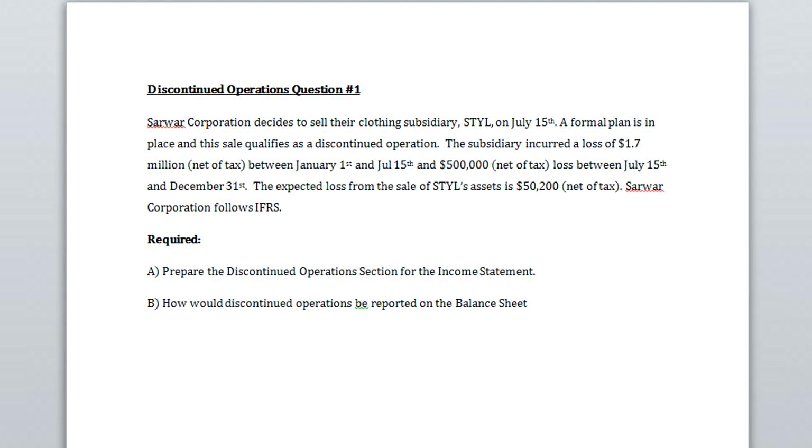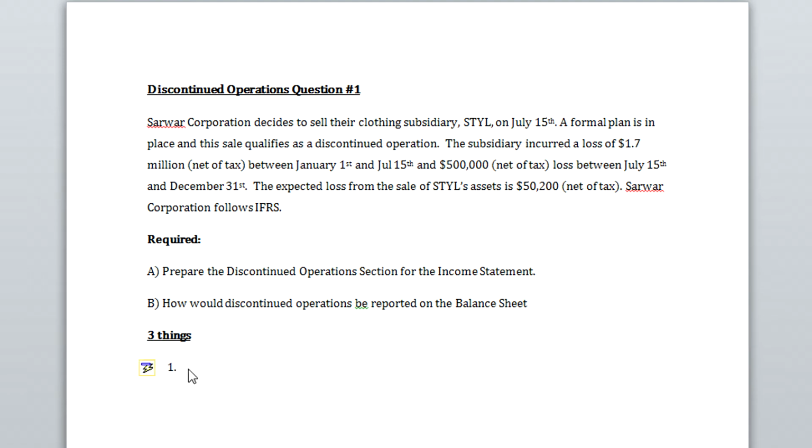But when faced with these questions, I just want to let you know that there's really only three things you need to do. Okay? Because look, part A here, prepare the discontinued operation section for the income statement. Okay? A lot of people will look at this, and based on all the information here, they'll get scared. There's a lot of numbers, a lot of dates. How do you go through it and organize it? It's actually not that hard. And what I'm going to need to ask you to know is just three things, okay? Three things you need to know.